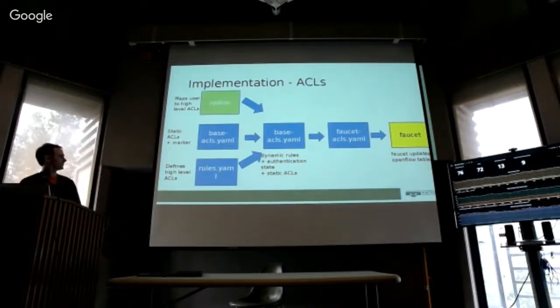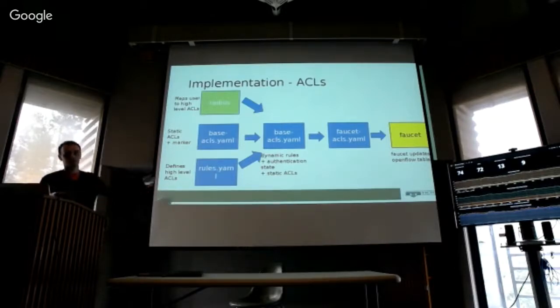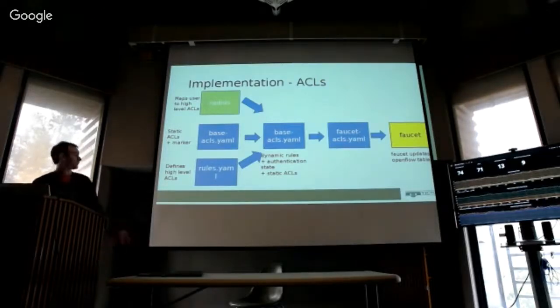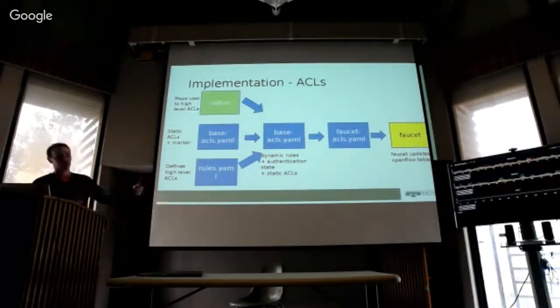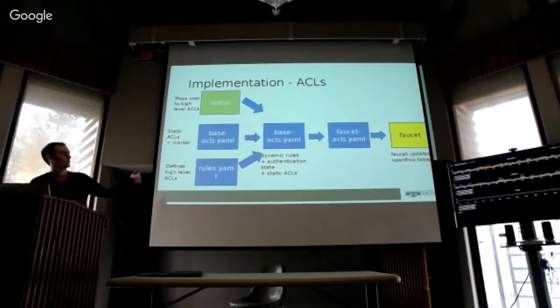I'll go back into this in a second, a bit deeper. Then we have this rules YAML file, which is where our rules from RADIUS are generated for each user that is authenticating. That's where all the different ACLs are defined that we'll be grabbing. This is then converted into this base ACL file, which has some extra state that I'll talk about in a second, and that's stripped out for our Faucet ACL files, which are then given to Faucet.